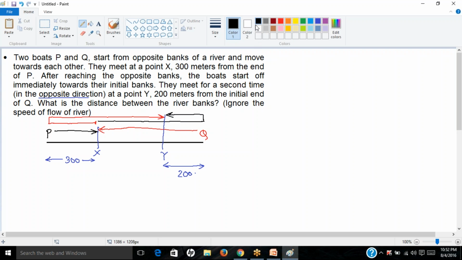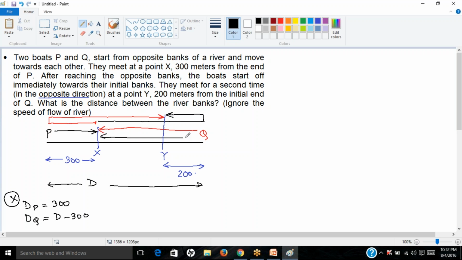Now let's look at the traditional way of solving. Let us call the distance d. That's what we usually do. That's the unknown, we'll take d as the variable. So what is the distance traveled by the first meeting? For X, the distance traveled by P is how much? 300. Distance traveled by Q is how much? D minus 300. Is it okay? This is d minus 300, this part.